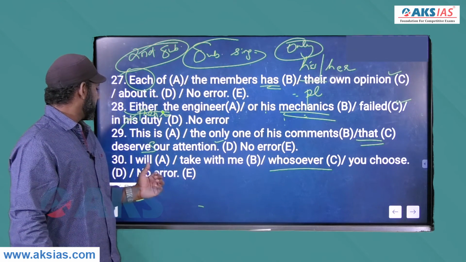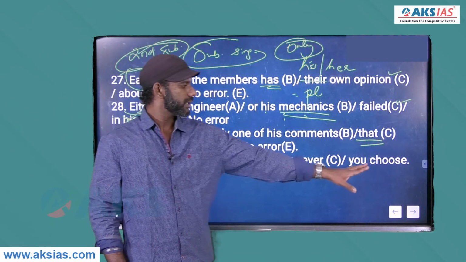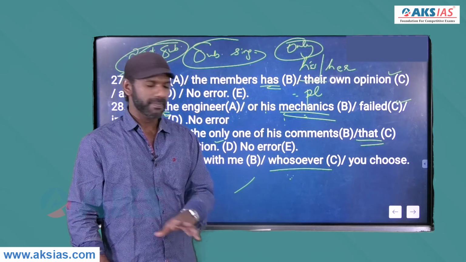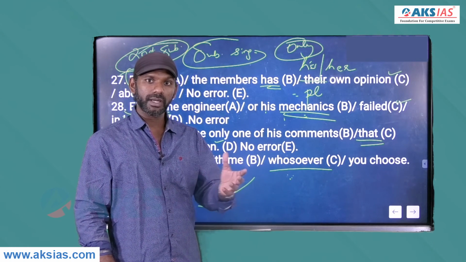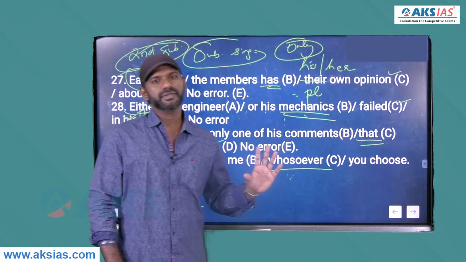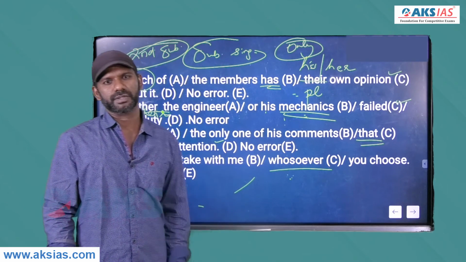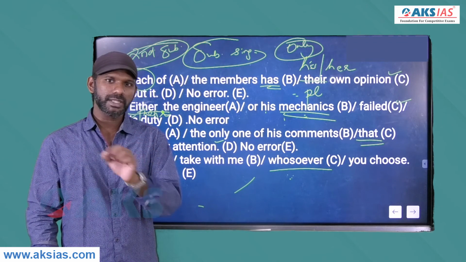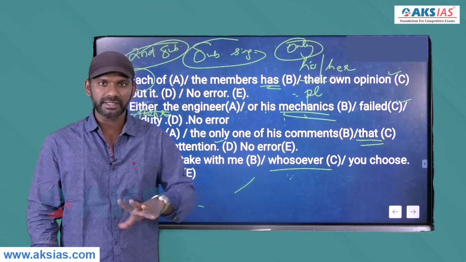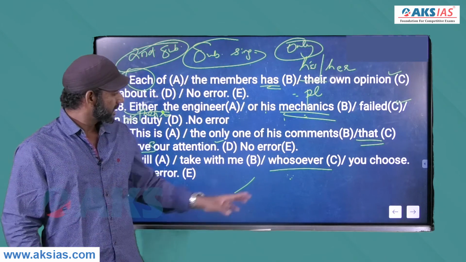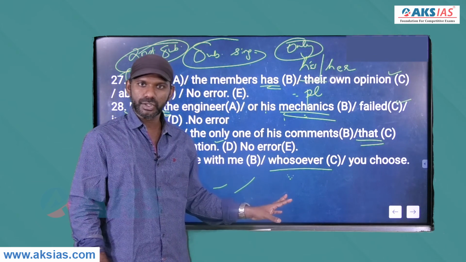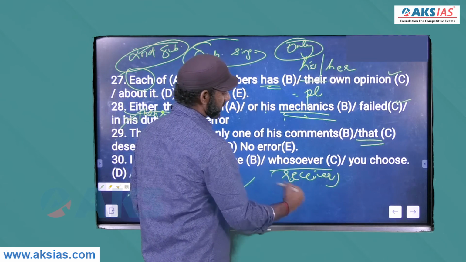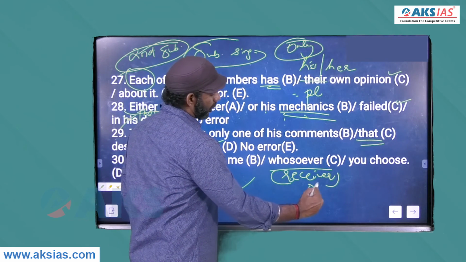I will take with me dash you choose. This blank stands for the person you are going to choose, which means the person that is going to receive the action. You are choosing a person, so you are doing the action. That person is receiving the action because you are choosing him. So this blank stands for the receiver. Receiver means object.